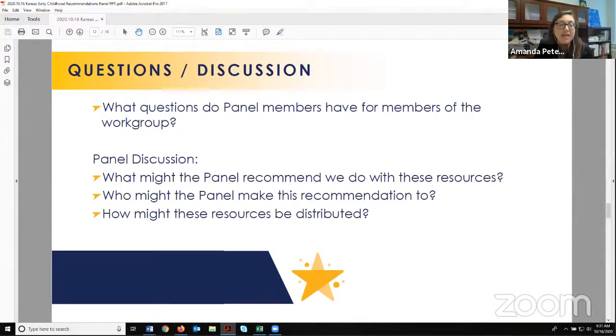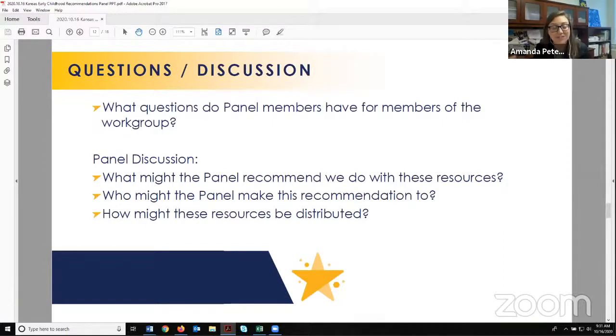And Debbie sent out some information on the document that we're going to be working from. This is really our opportunity to do this for the first time, to say, okay, our name is the Early Childhood Recommendations Panel, and the thing that we come together to do is make recommendations by identifying who we're making that recommendation to.